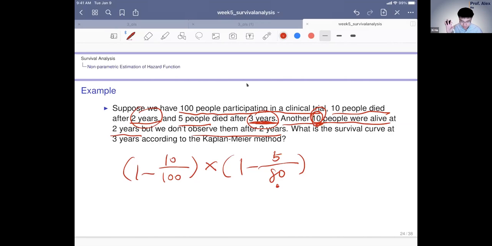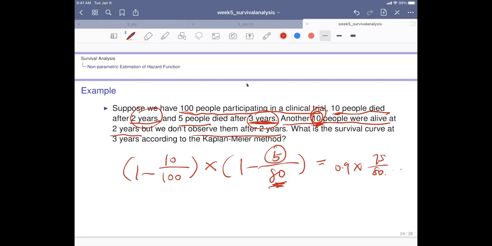These 10 people are not at risk at that point. And that number is 80, because it would be 100 minus the 10 people who have already died after 2 years, and then minus the 10 people who are censored, since you also don't know whether they're still alive at 3 years. So these 80 people, you know for sure that they're still alive at 3 years, and then 5 of them died. And that would be 0.9 times 75 over 80.